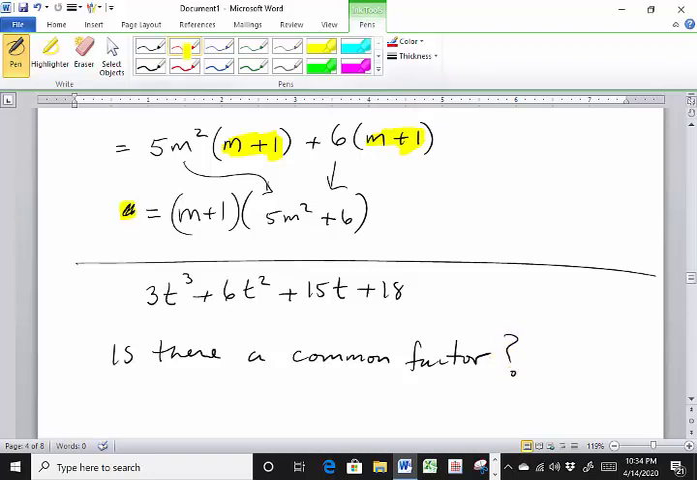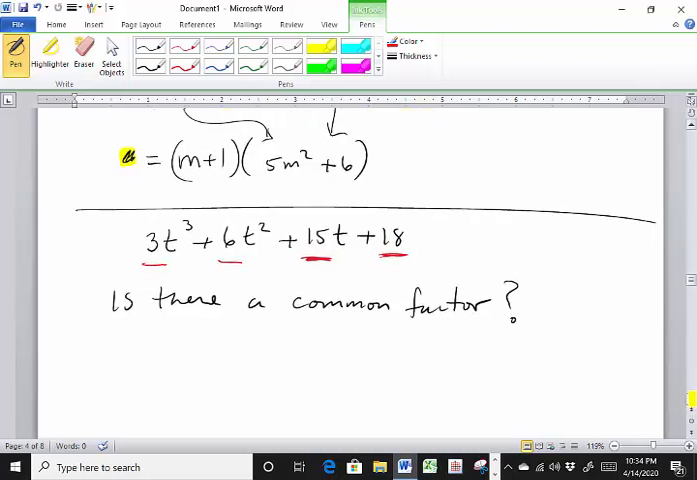So let's see. Here's a 3 and a 6, so there is a common factor of 3. Is there a common factor of 3 and 15? Yeah. Is there a common factor of 3 and the 18? Yeah. Then you have t cubed, t squared, t, and then there's no t on the 18. So there is no common variable. So my GCF is just 3. So I'm going to write 3 down.